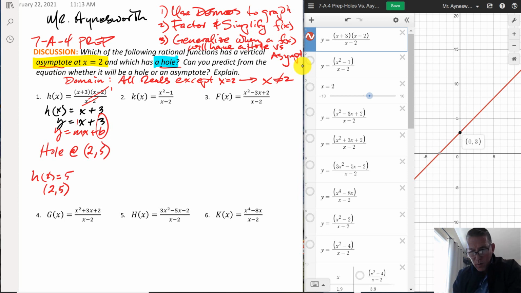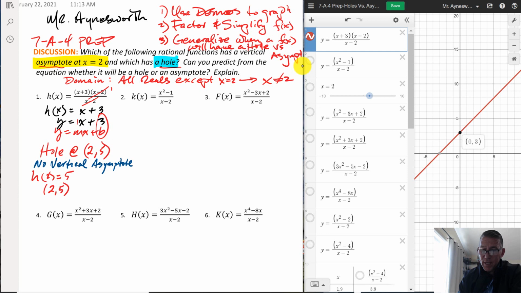Notice that we removed the discontinuity right here. This is called a removable discontinuity. We ended up having a hole and not an asymptote. So no vertical asymptote, sorry. No vertical asymptote. We have a hole at that point.